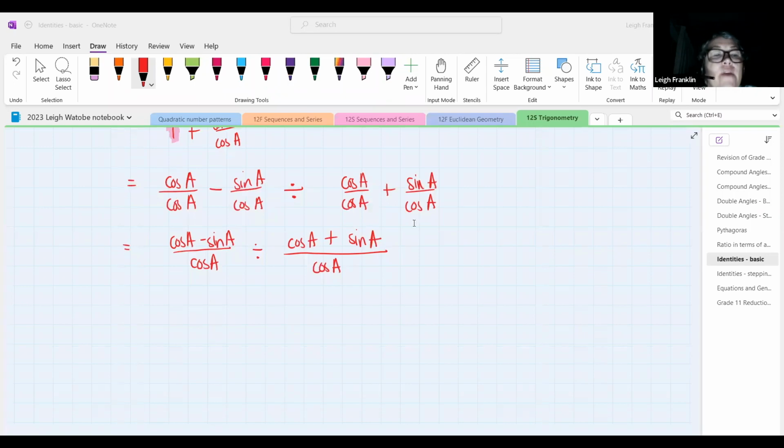How do we divide fractions? Can anybody remember? So when we plus and minus, we have to have a lowest common denominator. Tip and times, that's it. Well done. Tip and times, or keep, flip, change.